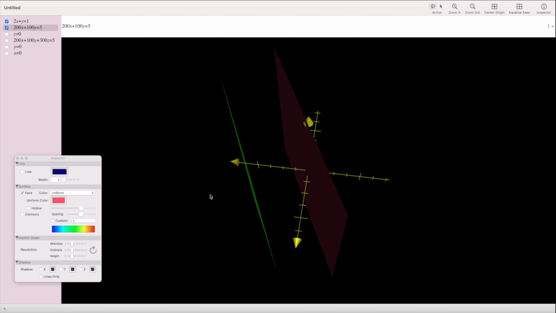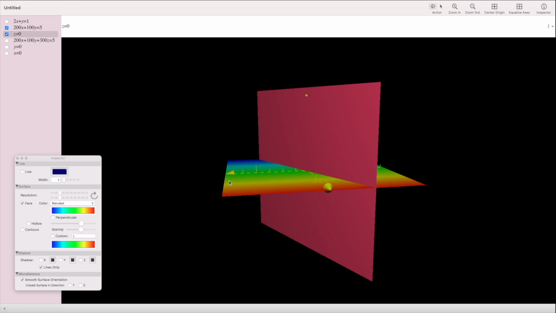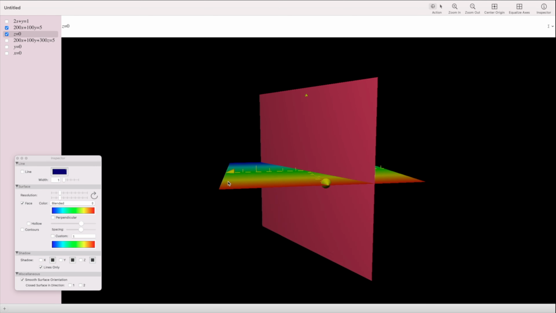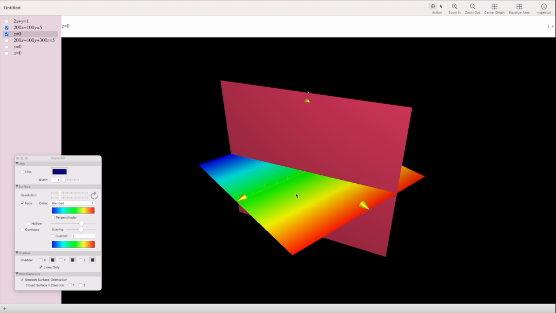And the planes could intersect in a line. For example, these two planes. This is the plane z equals 0, with another plane. As you see, they intersect in just one line. Okay, good.